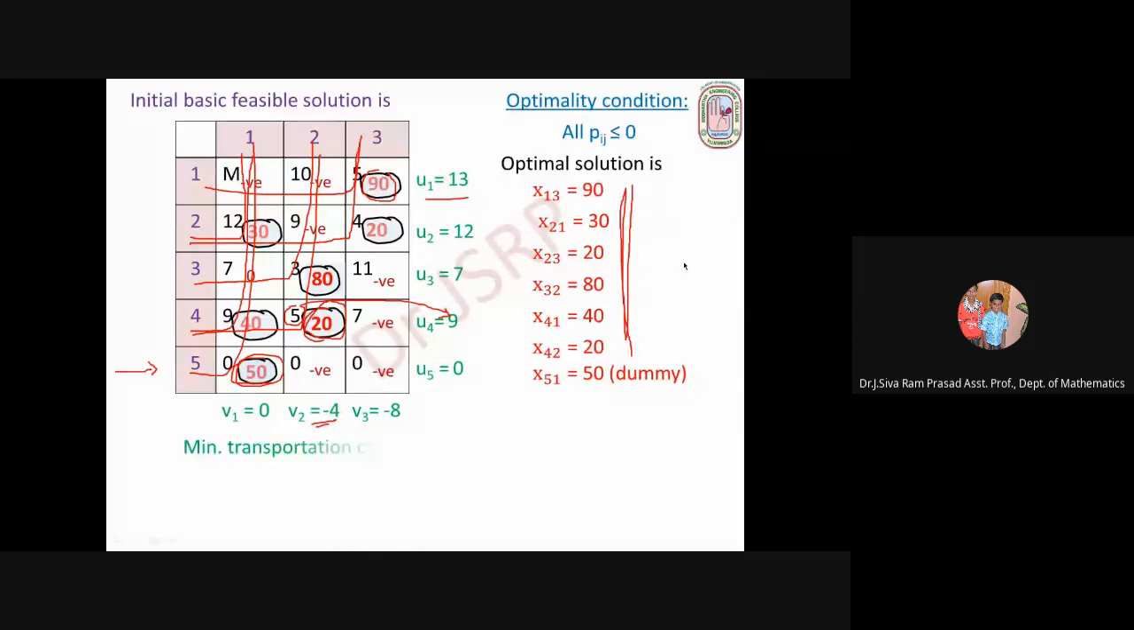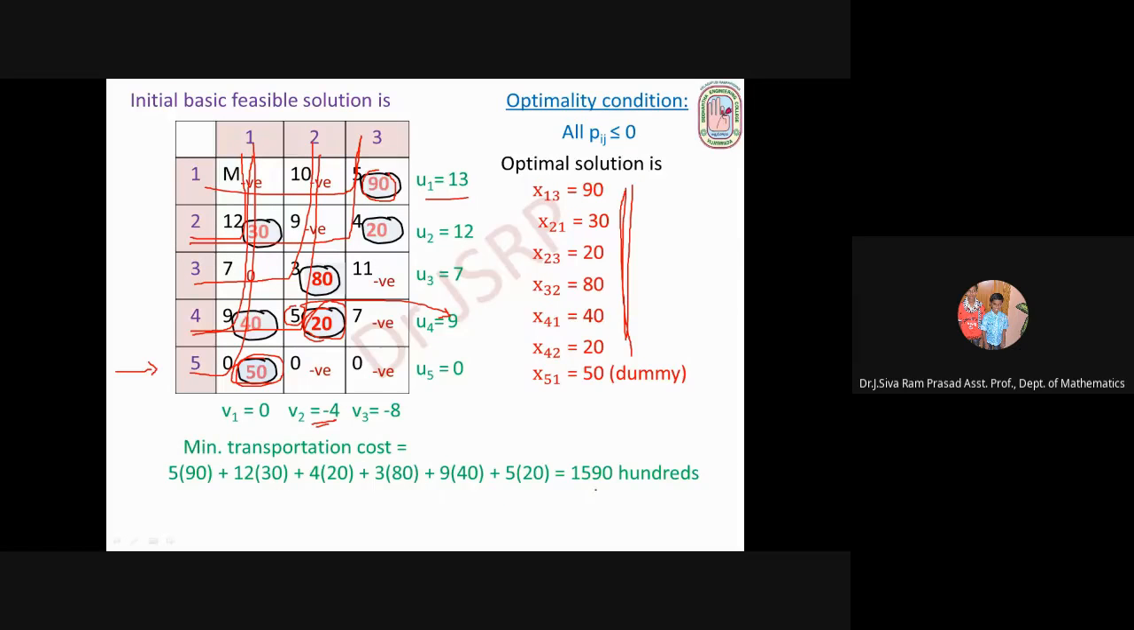And the minimum transportation cost equals the sum of products of unit transportation costs with number of units transported. So first 5 into 90, plus 12 into 30, plus 4 into 20, plus 3 into 80, plus 9 into 40, plus 5 into 20. Simplifying this, you get 1590. Since the costs are given in hundreds, that means 1590 into 100, that is 1,59,000 rupees. So this is the minimum transportation cost.